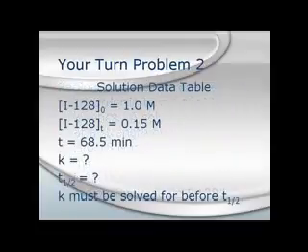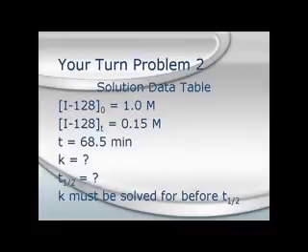Let's see how you did. This is how I would solve it. I would first write a data table. I hope your data table looks like mine. We know that the initial concentration of the I-128 is 1 mole per liter. The concentration at time, in this case 68.5 minutes, is 0.15 moles per liter. Our time again is 68.5 minutes.